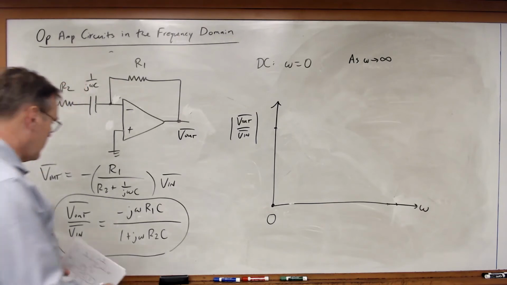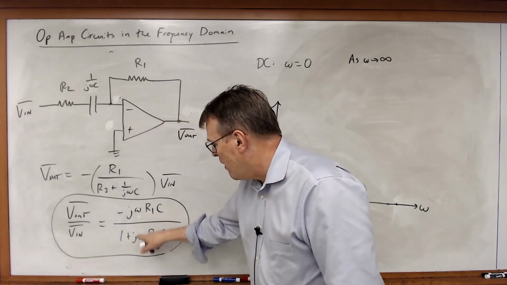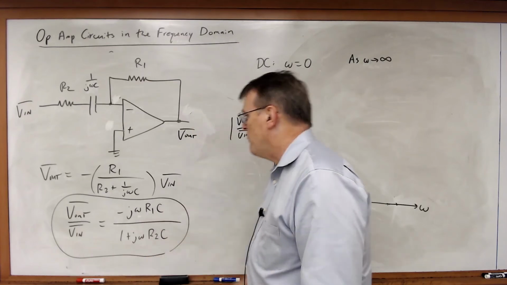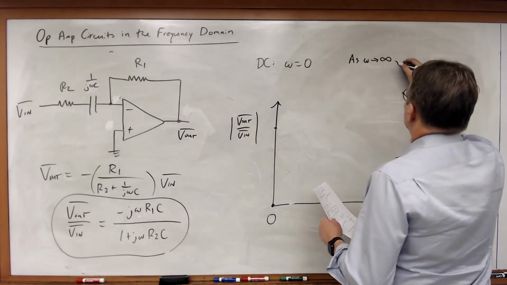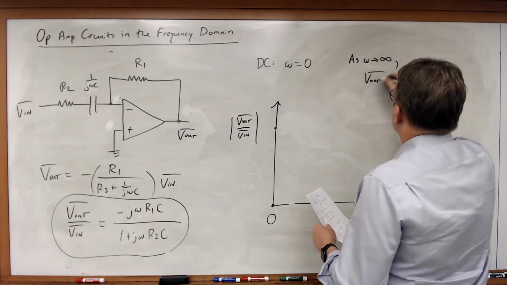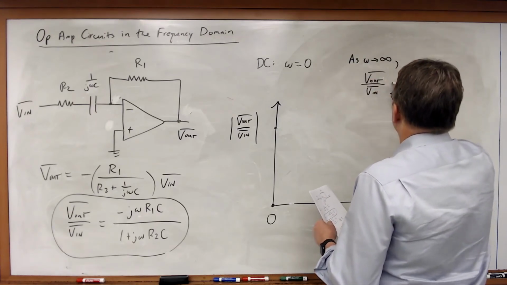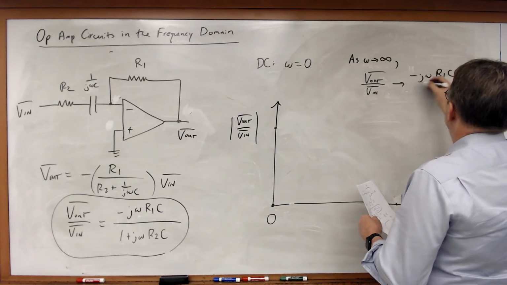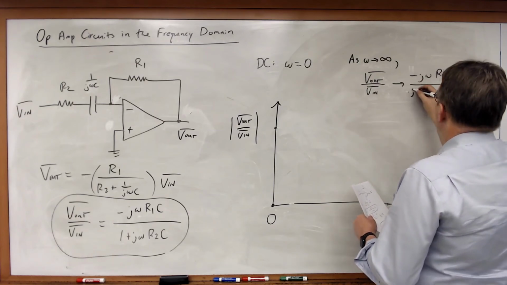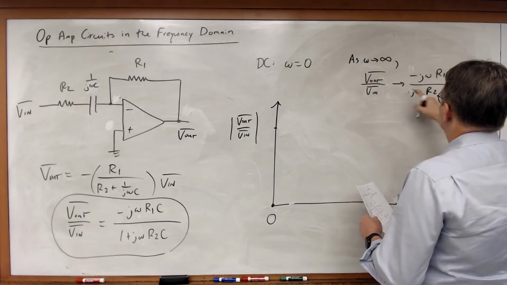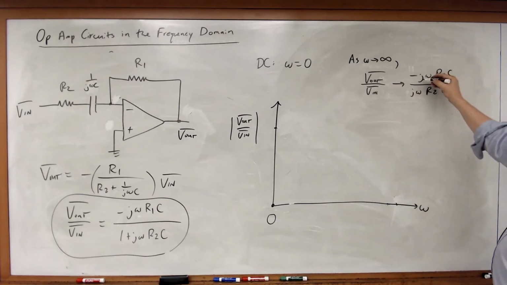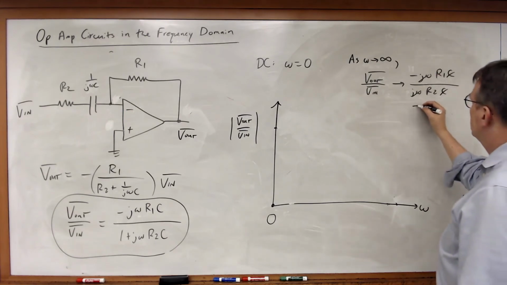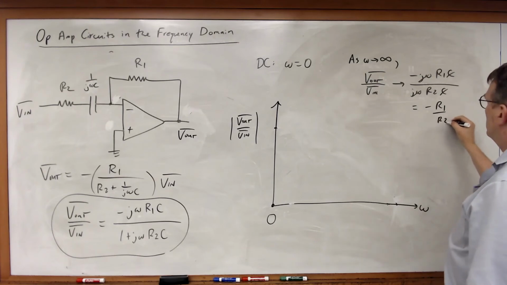And so what's going to happen is omega gets very, very large. This term becomes much, much greater than 1. And so what we get is this. As omega goes to infinity, then V out over Vn goes to minus j omega R1c divided by j omega times R2c. And what do you know? The j omega term cancels and the c cancels, and we get minus R1 over R2.